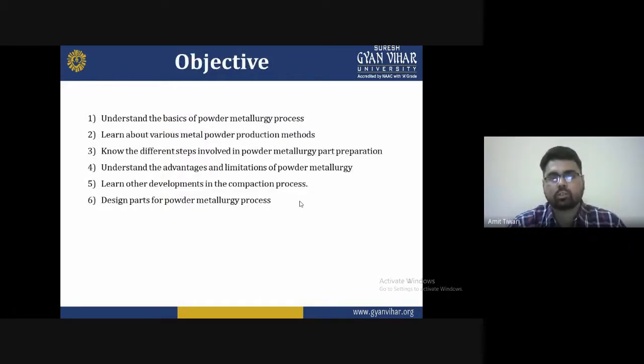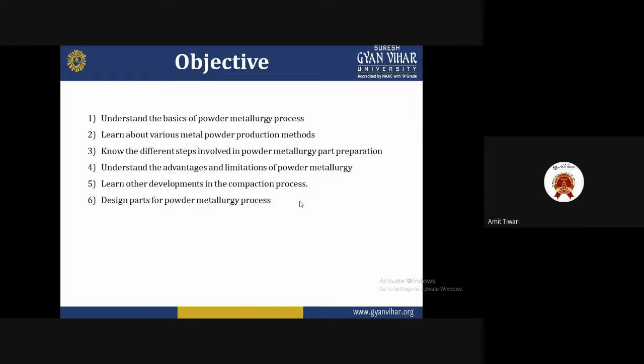So the objective of today's lecture is, first, to understand the basics of powder metallurgy processes. Second, learn about various metal powder production methods. Third, know the different steps involved in powder metallurgy part preparation. Fourth, understand the advantages and limitations of powder metallurgy. Fifth, learn other developments in the compaction processes. And sixth, design parts for the powder metallurgy process. So these are the objectives of today's lecture, and we will cover all of them one by one.